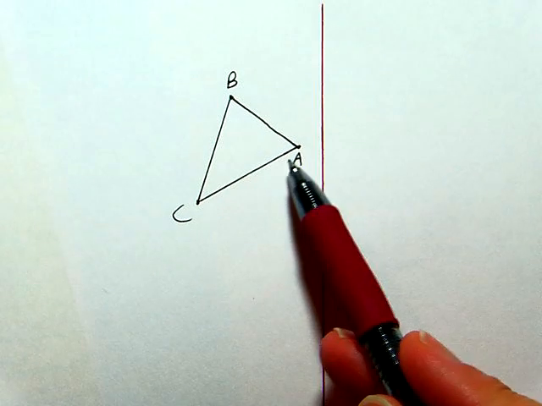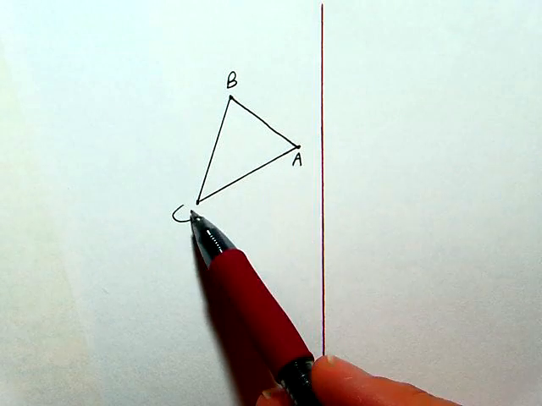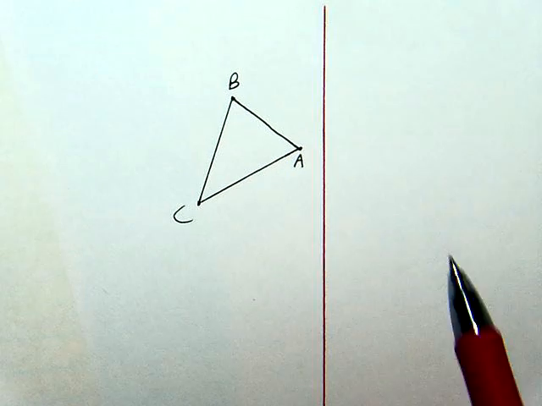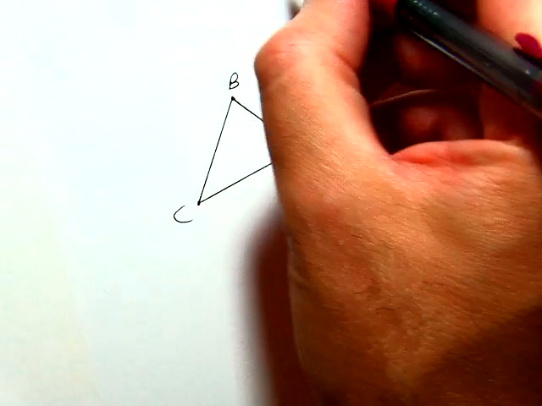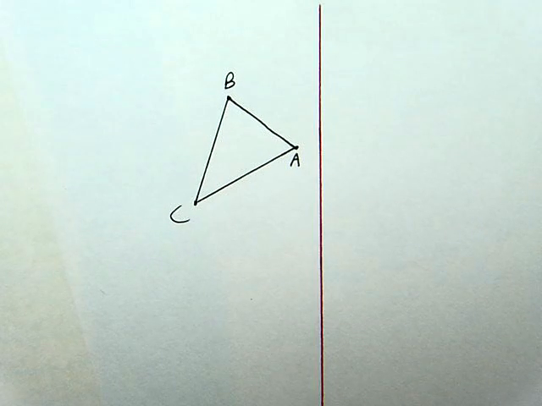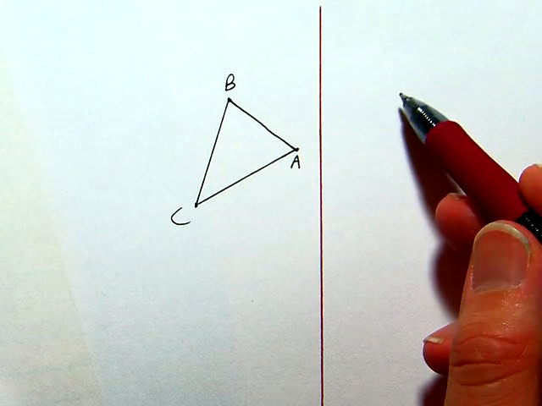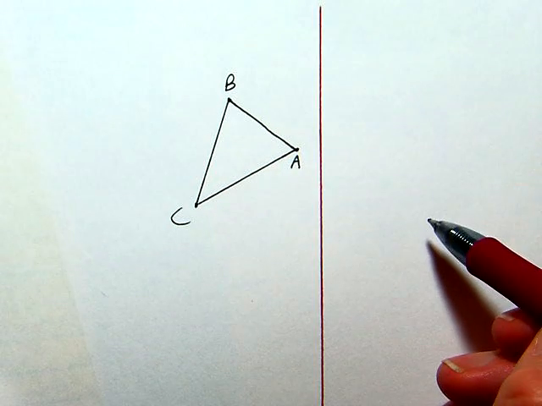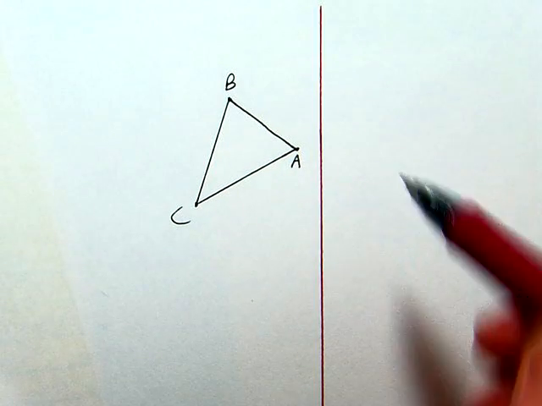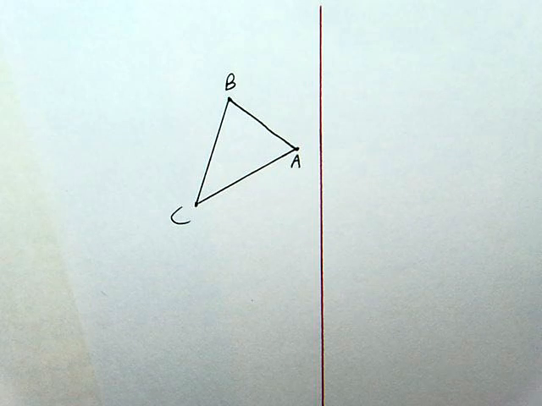the idea is that we're going to be drawing lines through points A, B, and C, which are perpendicular to the mirror line. This red line here is the mirror line. And then we're going to be measuring off equal lengths on the opposite side of the mirror line in order to construct the reflection of this triangle. So we'll start with point A.